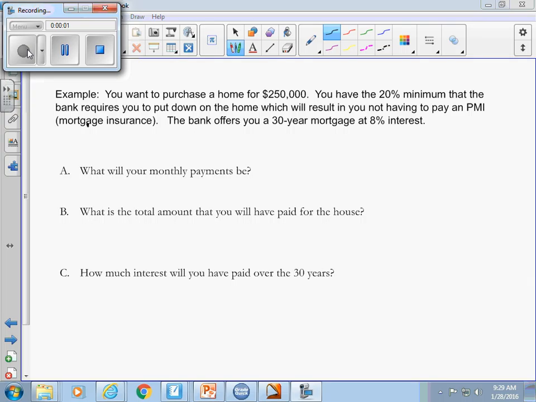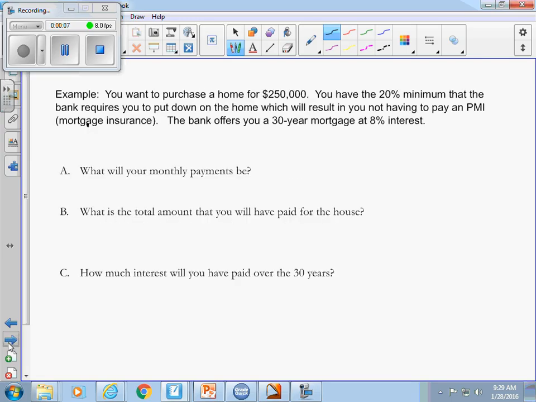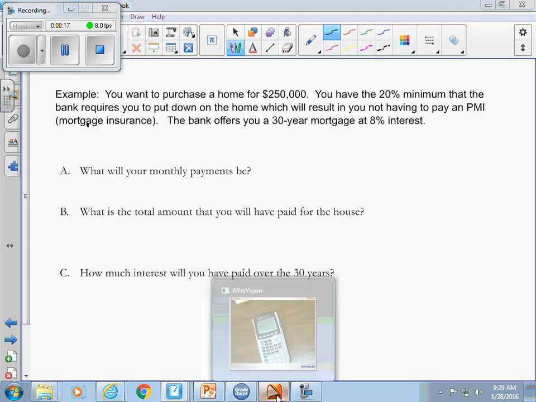I'm going to show you how to do the calculator program. Remember this problem we did in class yesterday, the loan problem? I'm going to show you how to do that in the calculator program. So if you will, get your calculator out so you can follow along.